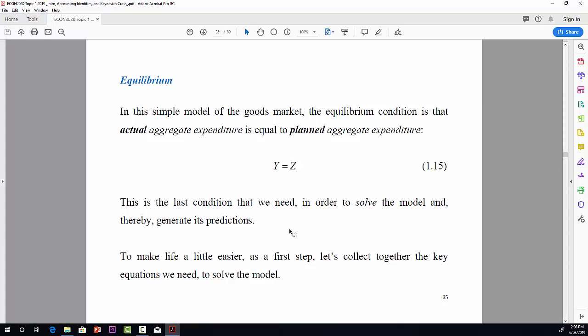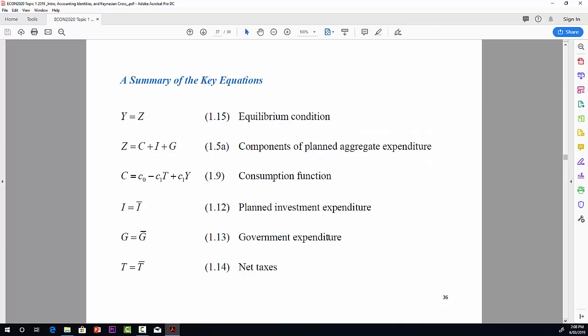Before we do that, though, I think it's useful to collect together all of the key equations we have. They've been spread over 30-odd slides, so let's collect together a summary of the key equations that we need to solve the model. Here we go. I'm using the same numbering system as we had before. We'll start with the equilibrium condition: Y is equal to Z. So actual expenditure is equal to planned expenditure in equilibrium, only in equilibrium.